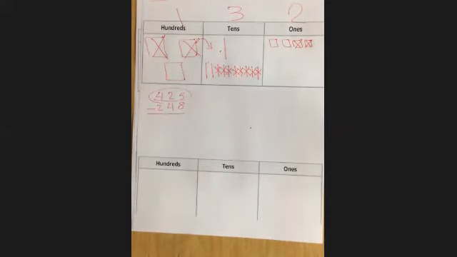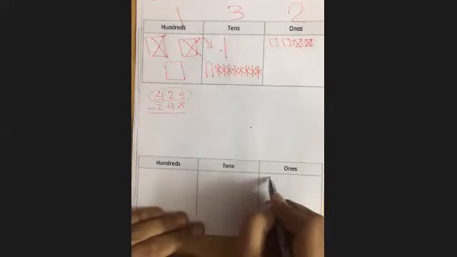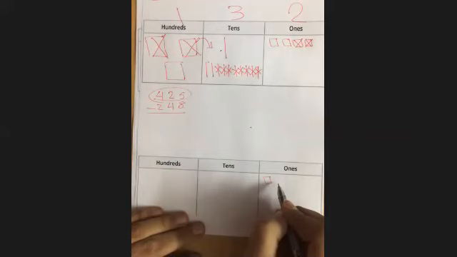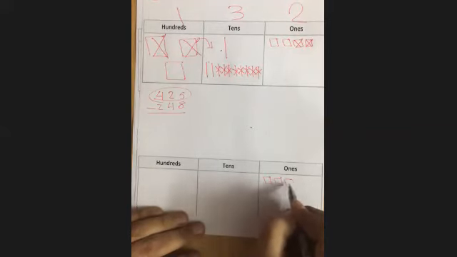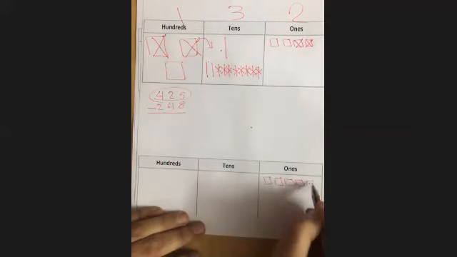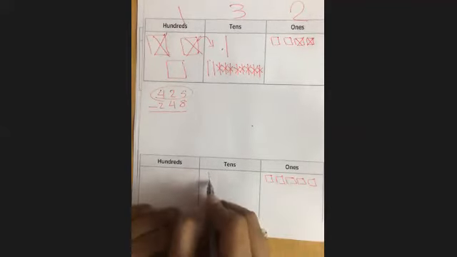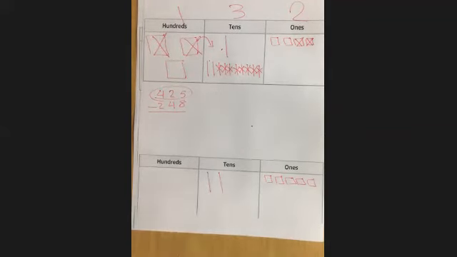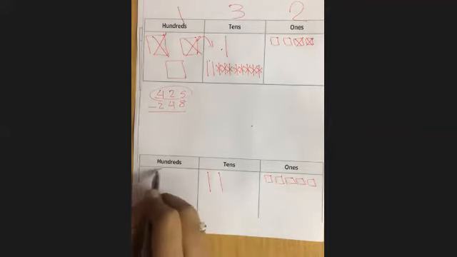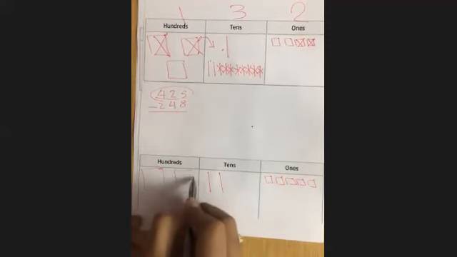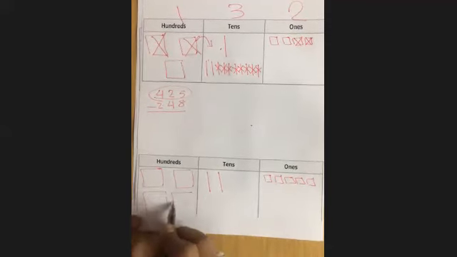Put 4 in the hundreds. No, we start all the time from ones, from the beginning. We start from ones, okay? 5 squares, small or big? Small. 5 is small. Okay, 5 small squares in ones. And in tens? 2 lines in tens. Okay. And in hundreds? 4 big squares: 1, 2, 3, 4. Okay.